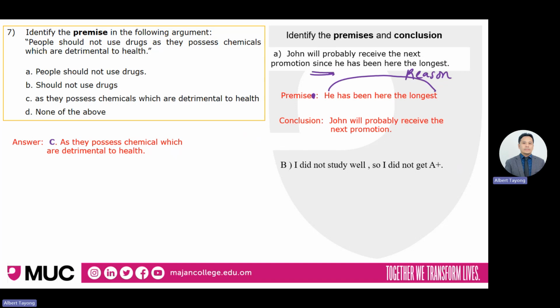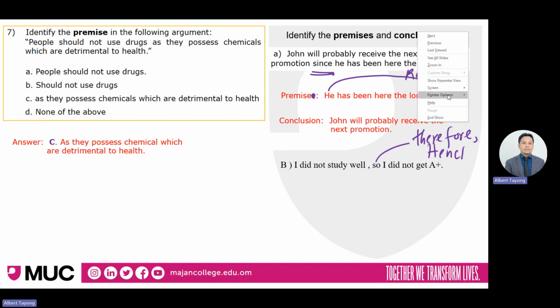So here, I did not study well, so I did not get A+. Here the keyword is so. So therefore, okay, hence, what else? Consequently, these are the keywords.